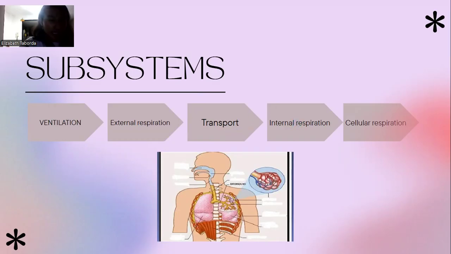Four, internal respiration. It is the exchange of gas between the blood and tissue cells. And five, cellular respiration. It is the process in which cells use oxygen to produce energy and release carbon dioxide as waste.